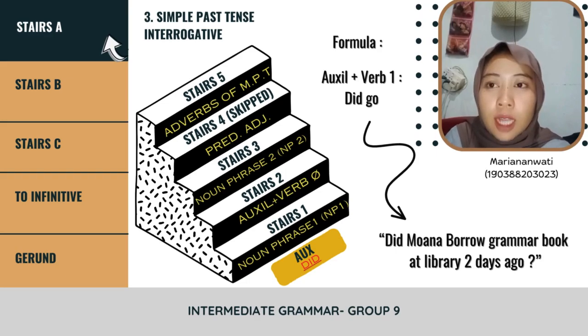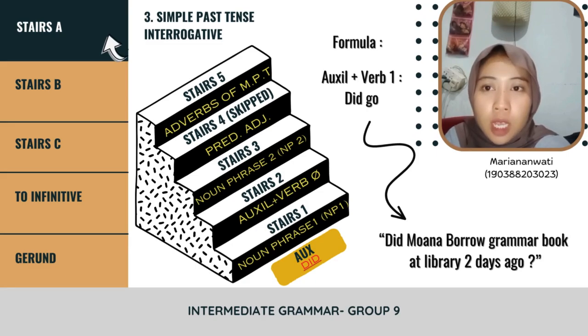Okay, the next slide is simple past tense interrogative. Simple past tense interrogative have a formula. The formula is auxil plus verb one or did go. Simple past tense interrogative or simple past tense question yes or no have six stairs. The stairs one is auxil. Stairs two is noun plus one.